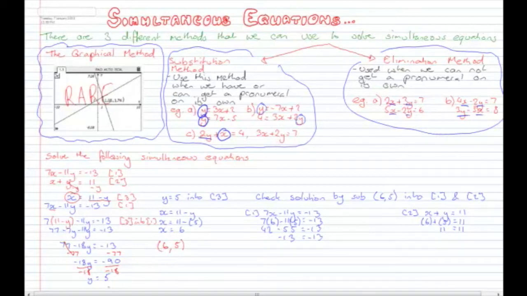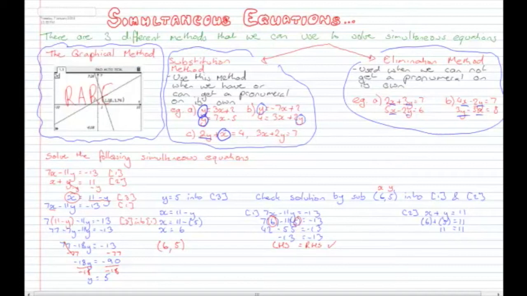Alright, let's just check our solution by substituting in the point 6, 5 into both equations 1 and 2. So got 6, 5, this one here is my x coordinate, this one here is my y coordinate. So I've got my first equation, 7x minus 11y is equal to negative 13. Instead of writing x, I write my 6 because I've got that up here, so I put it here. Instead of writing my y, I write 5. So 7 times 6, 42. Negative 11 times 5, negative 55. 42 minus 55 is equal to negative 13. And because left hand side equals right hand side, we know that we're correct.